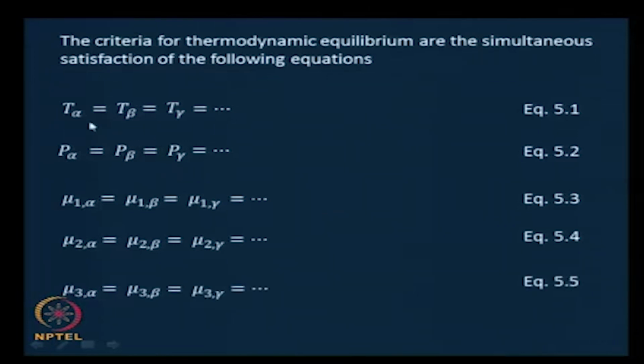This says that the temperature of the various phases in equilibrium must be equal for thermal equilibrium, the pressures of the various phases in equilibrium must be equal for mechanical equilibrium, and the chemical potential of each of these species in the various phases must be equal. Mu1 alpha equals mu1 beta equals mu1 gamma, mu2 alpha equals mu2 beta equals mu2 gamma and so on.